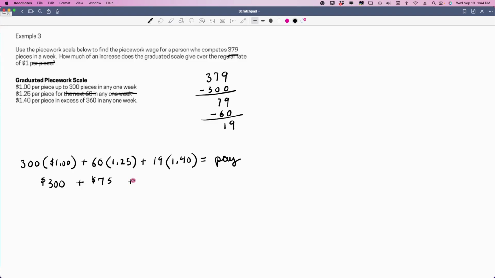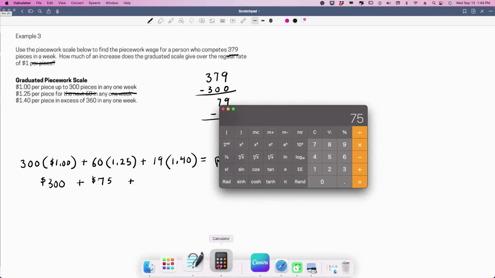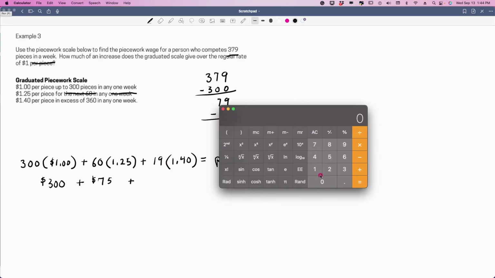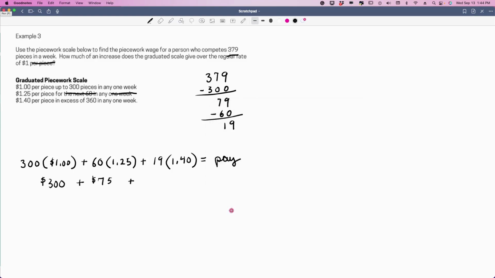And then we're going to multiply this so we can add this amount in. And that's going to be, let me clear this. 19 times $1.40 is $26.60. So that would be $26.60. And when we add those amounts together, that's going to give us her pay.